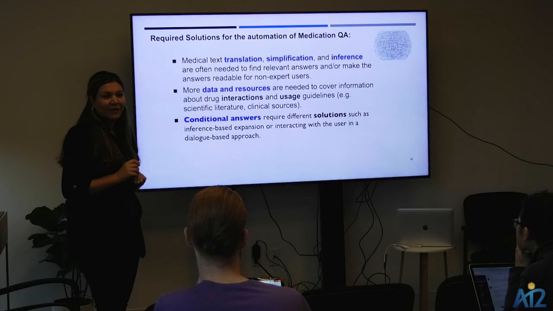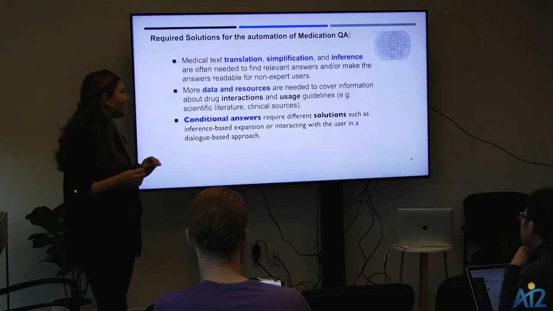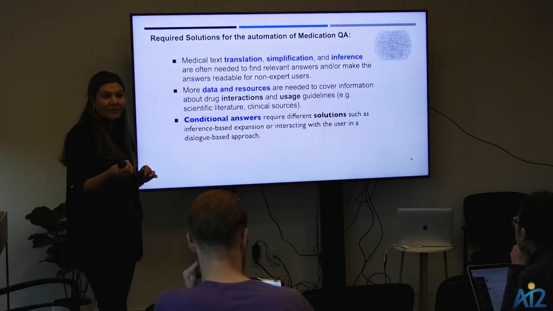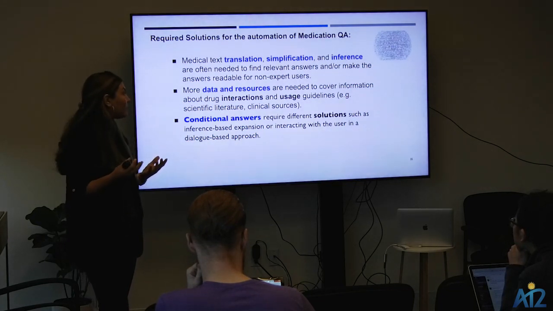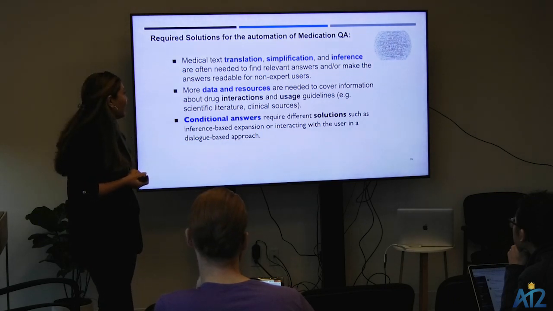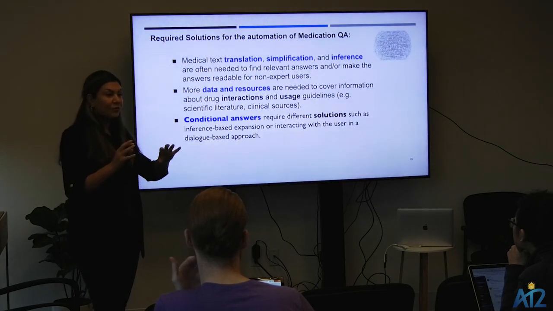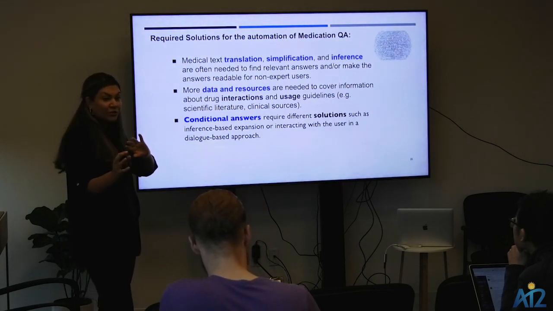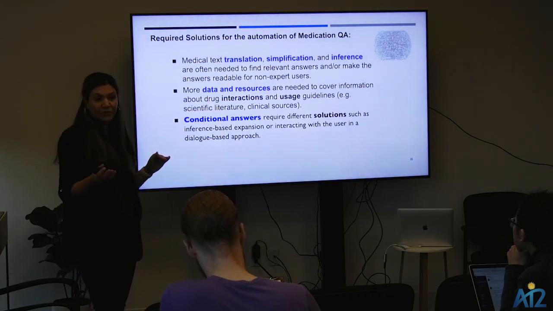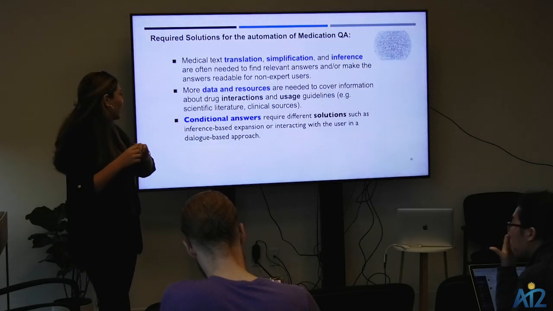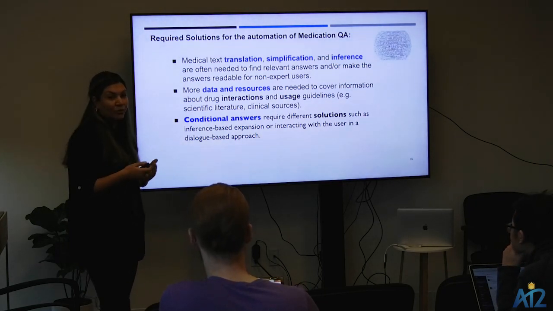Some of the solutions that we need to work on to improve question answering about medication are medical translation, simplification, and inference in order to retrieve the answers, but also make them readable by consumers and non-expert users. The second solution is having more data and resources, especially for some types of questions, such as interactions between medications or usage. And the third solution, for conditional answers, is either using inference-based approaches or dialogue-based systems.